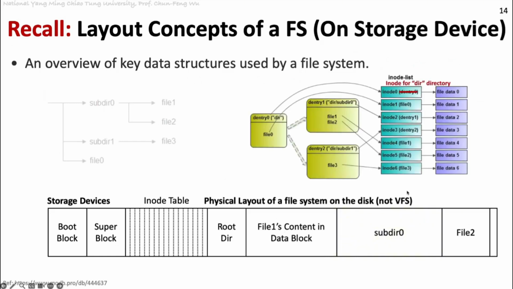This figure I just got from the internet, and there is some error here. For this subdirectory 0, they say this is the D entry 0, but actually this is not the D entry 0. It is the directory. What the D entry is, we will introduce next time, because it is related to the virtual file system structure.